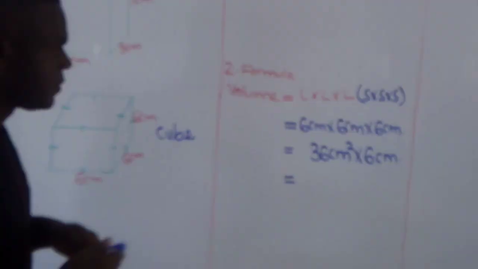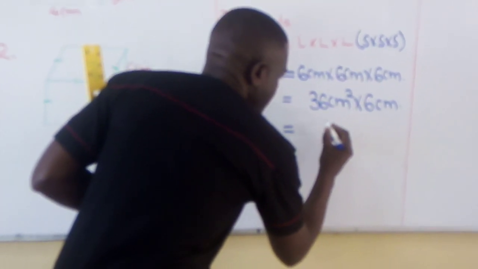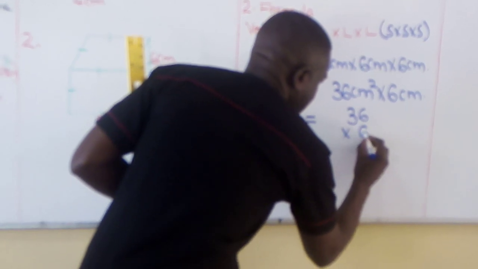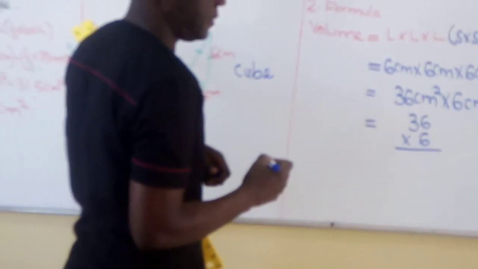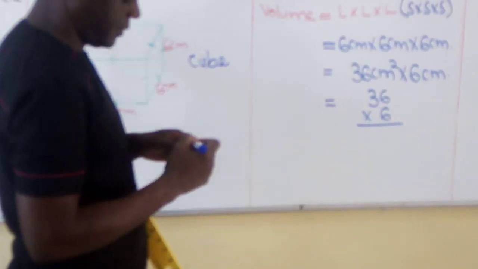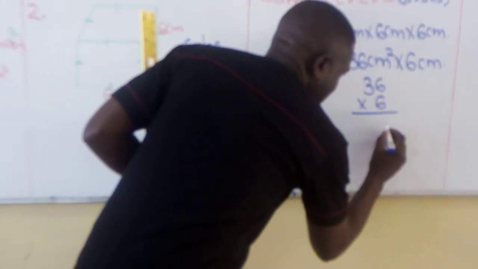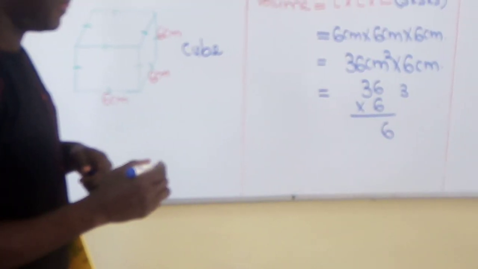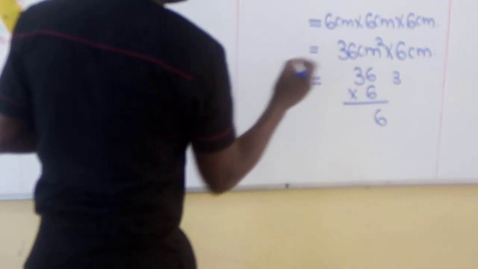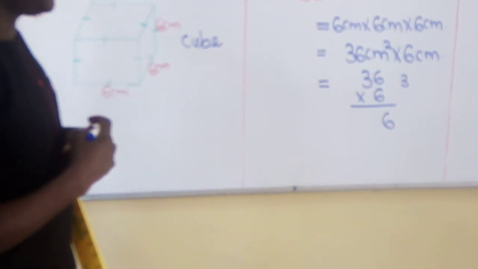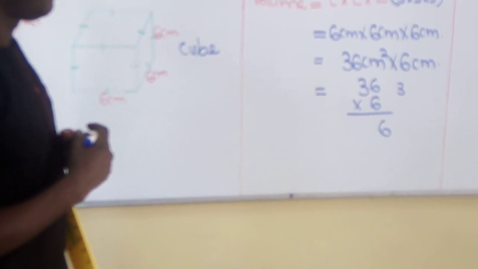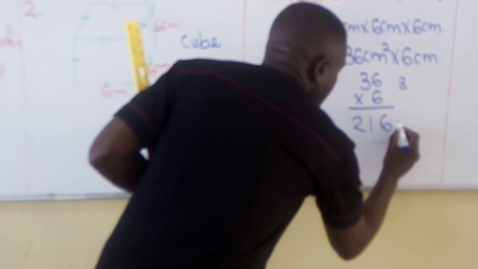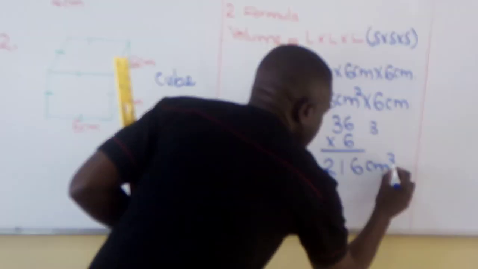Very good. We will write 36 multiplied by 6. 6 multiplied by 6, we will get 36. We carry 3. 6 multiplied by 3, we will get 18 plus 3 is 21 cubic centimeters.